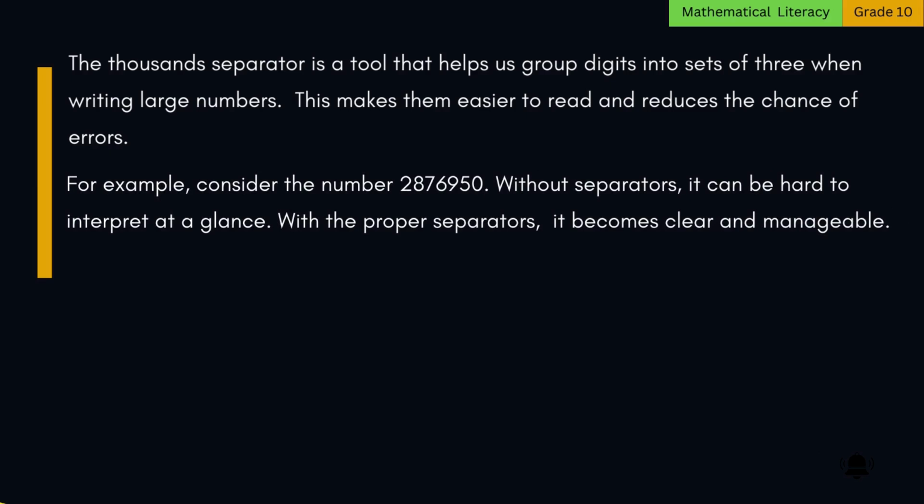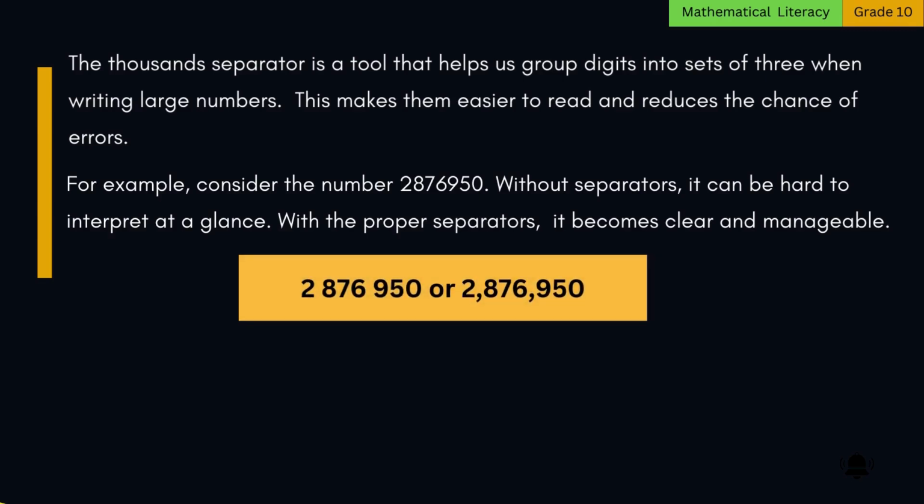For example, consider the number 2,876,950. Without separators, it can be hard to interpret at a glance. With the proper separators, it becomes clear and manageable.